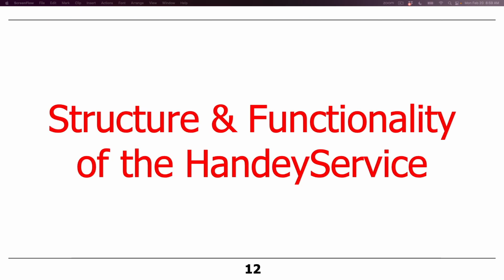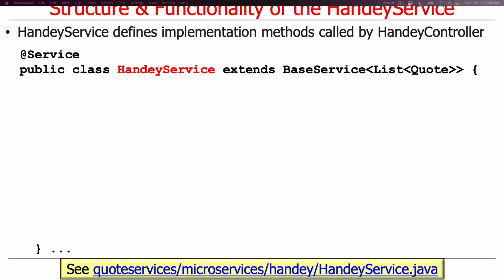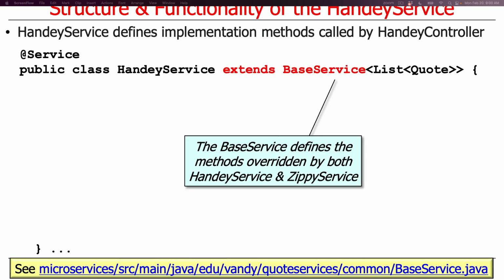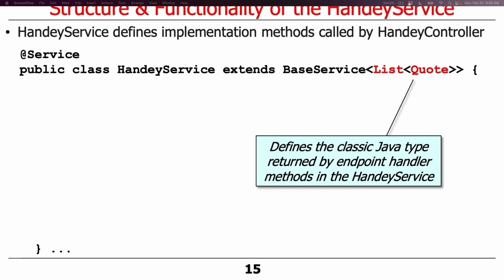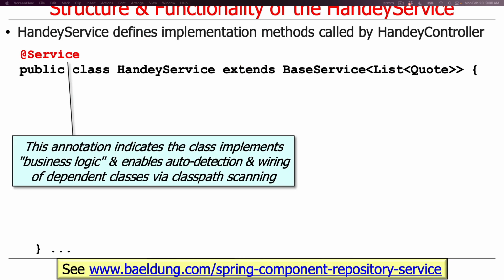The next thing we're going to take a look at here is the structure and functionality of the HandeyService. Once again, this is super simple. The HandeyService is going to define the implementation methods. The implementation methods are going to be specified in the base service. So we saw the base service class. So that's the methods that have to be overridden by the HandeyService. And again, it provides a list of quotes. Those things are all consistent with the controller.